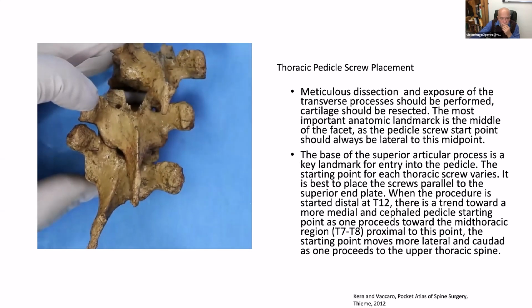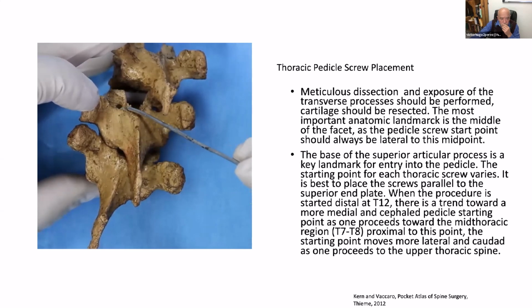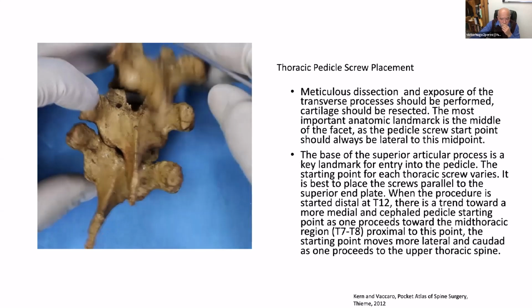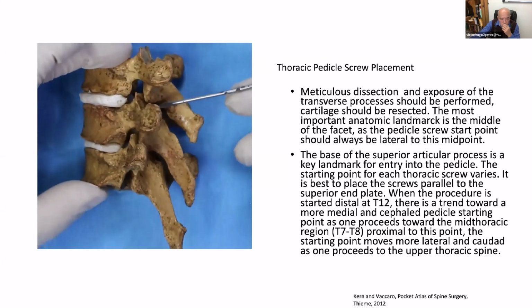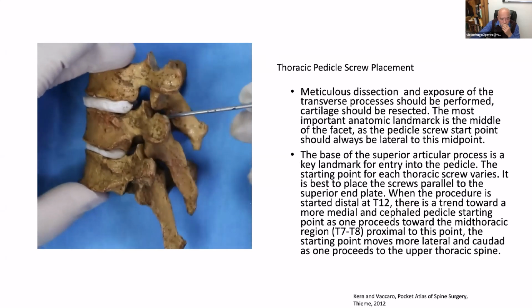The base of the superior articular process is a key landmark for entry into the pedicle. The starting point for each thoracic screw varies. It is best to place the screws parallel to the superior end plate. So, in here, I enter parallel to the superior.